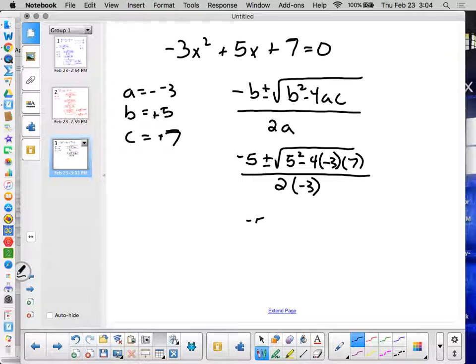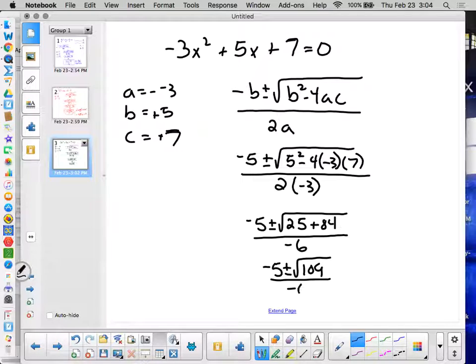Now we simplify. Negative 5 plus or minus the square root of 5 squared is 25. 21 times 4 is 84, so plus 84 over negative 6. So that's 109, negative 5 plus or minus the square root of 109 over negative 6. And again, if we needed a calculator estimate of that, we could, but those are my two solutions. It's not pretty, but we can find the solution for any polynomial.